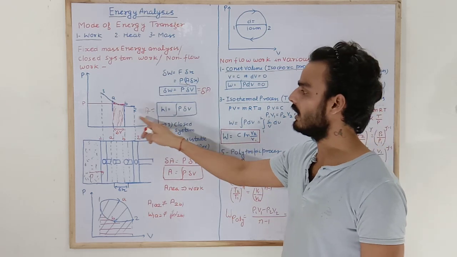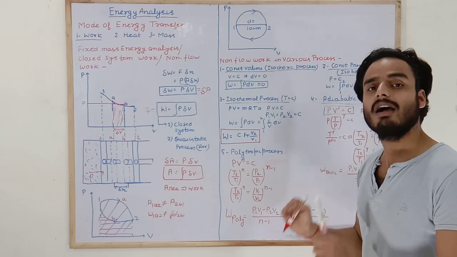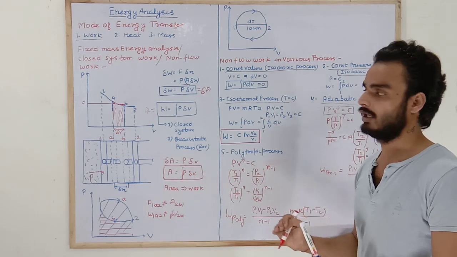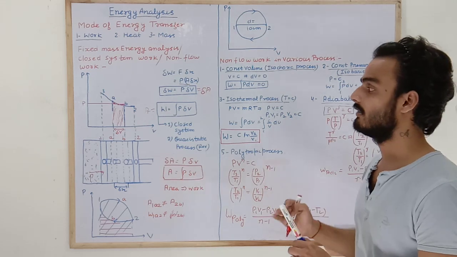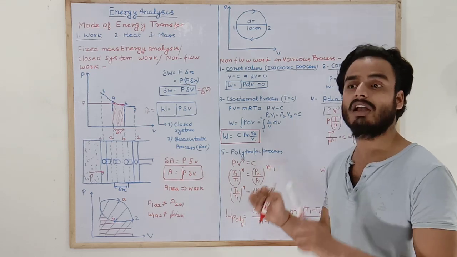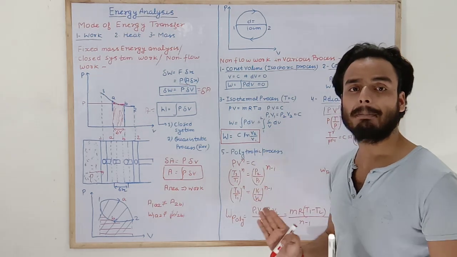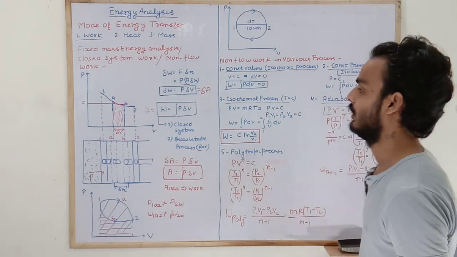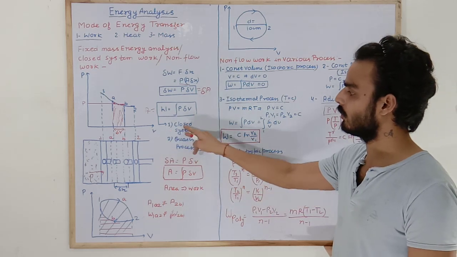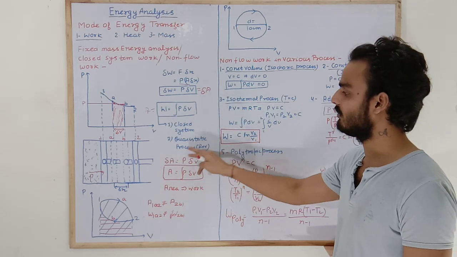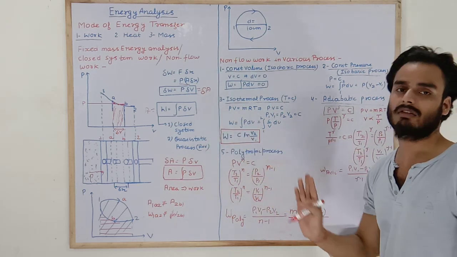So this total area you will get from 1 to 2. That means area under the PV curve represents the work done, or you can say, for a closed system undergoing a process, area under the PV curve represents work transfer. This formula is valid under two conditions. First, a closed system, and second, a quasi-static reversible process. If these two conditions are there, you can apply this formula.